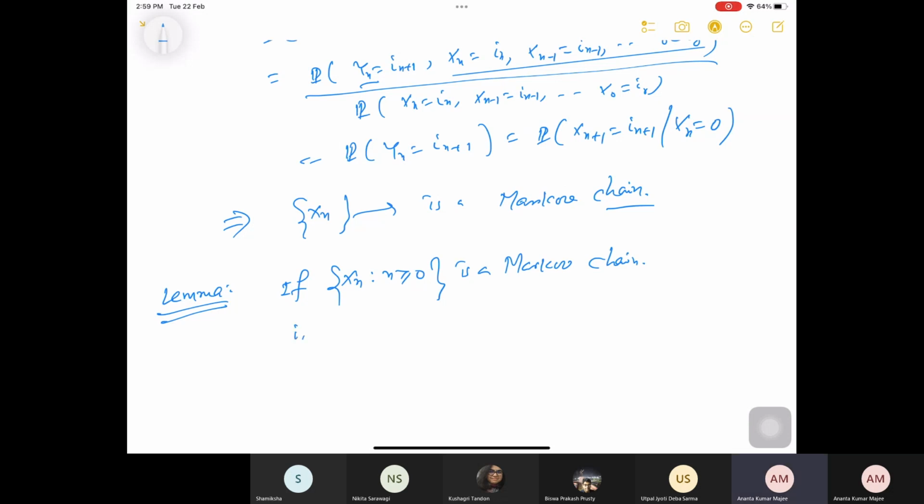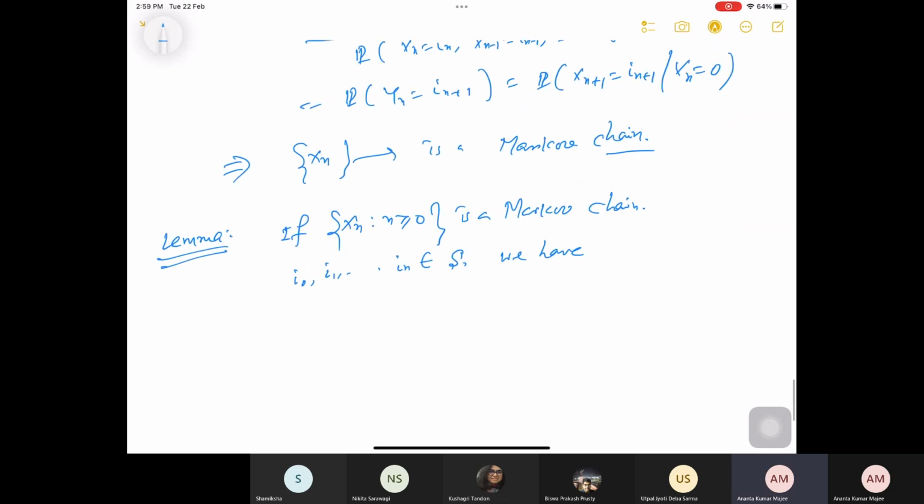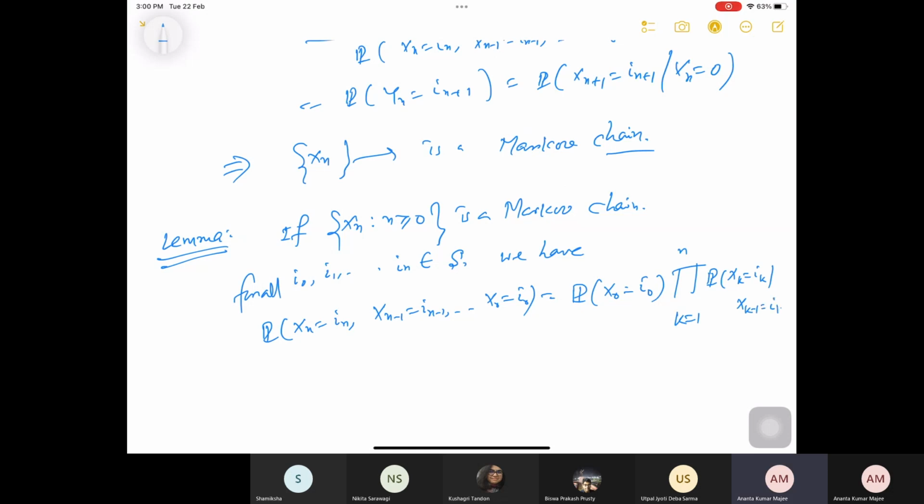then if I choose i_0, i_1 up to i_n in my state space S, we have, for all these, the probability of X_n equal to i_n, X_{n-1} equal to i_{n-1}, up to X_0 equal to i_0. These things I can write down as the probability of X_0 equal to i_0, times the product for k equal to 1 to n of the probability of X_k equal to i_k given X_{k-1} equal to i_{k-1}. Okay, if you know the individual conditional things and you consider the product of that, then you will get the probability of this event. Okay, let's do the proof.